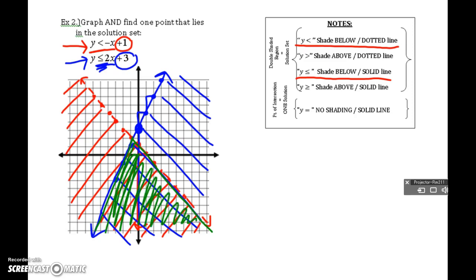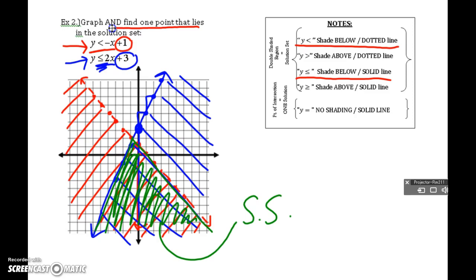And I would maybe make an arrow and point to that and do my SS for solution set. So the only green shaded is the only place where it's the actual answer. So I also have to remember that it says on my directions to find one point that lies in the solution set. So really you can choose any point in the green as long as you can tell me what the exact point is.